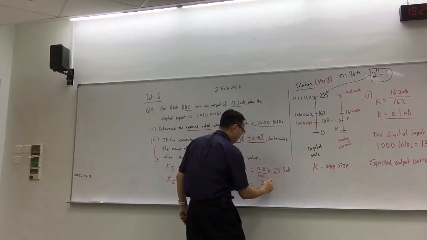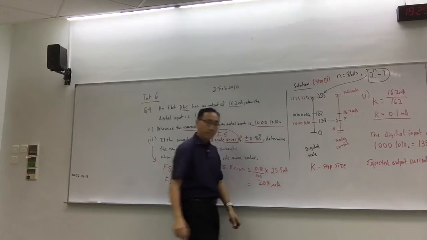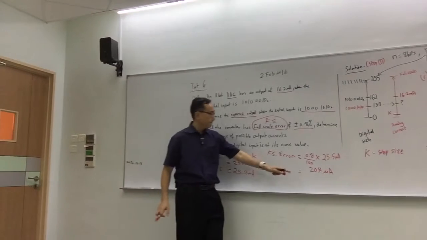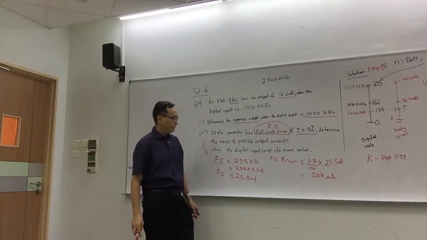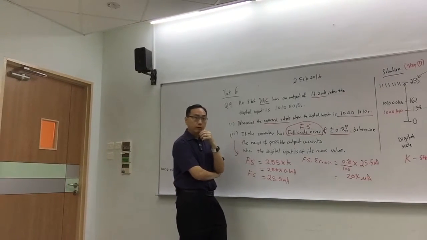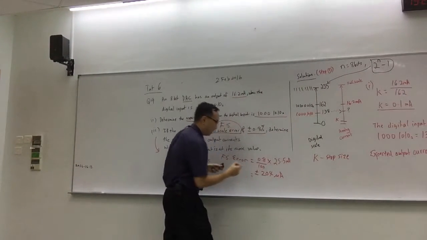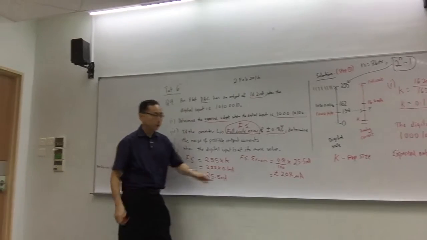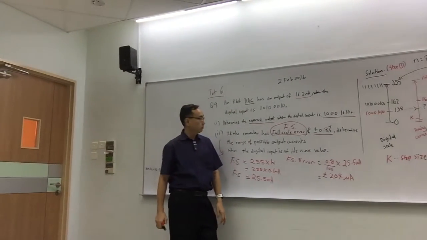Micro. 204 microampere. Okay? You all got it? Anybody got a different answer? Or is it okay? So which means that this fella here can have a plus minus 204 microamp. Okay?